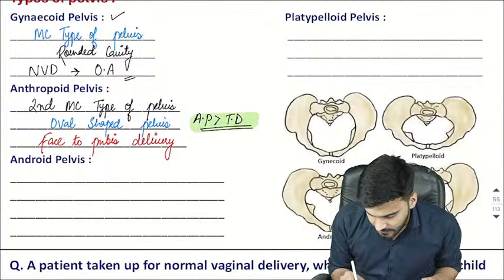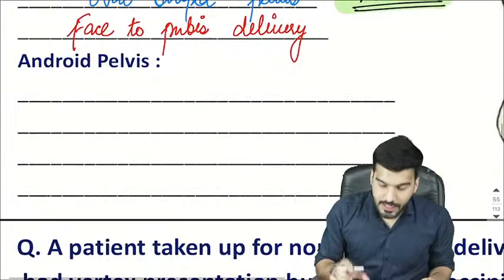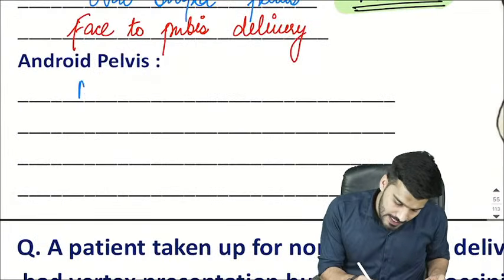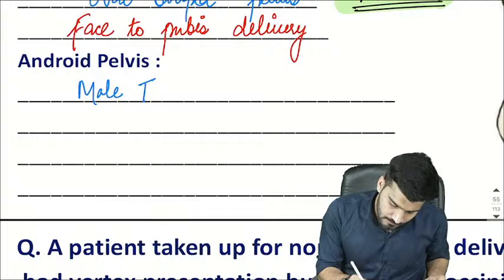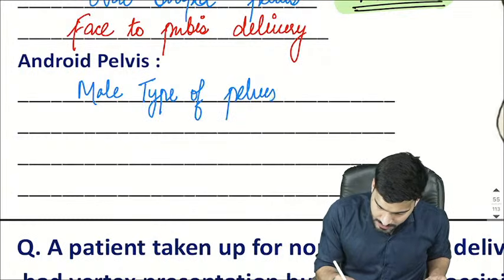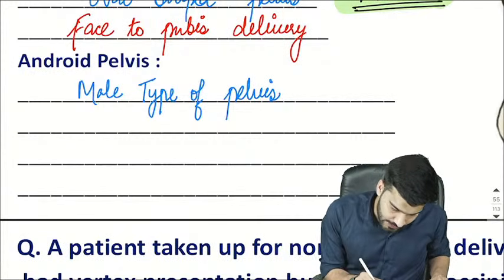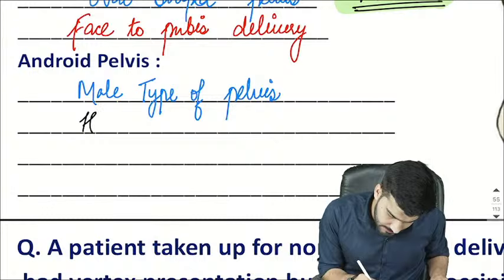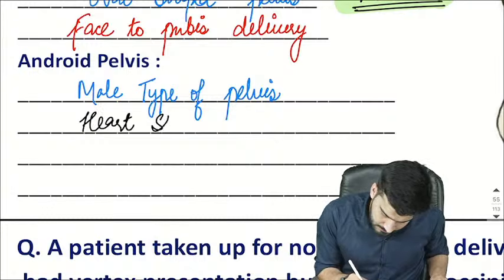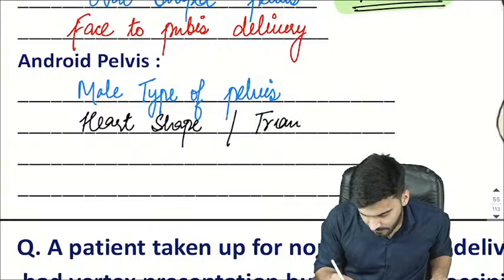Next, the android pelvis. The android pelvis is called the male type of pelvis. The shape of the cavity is triangular or heart-shaped.